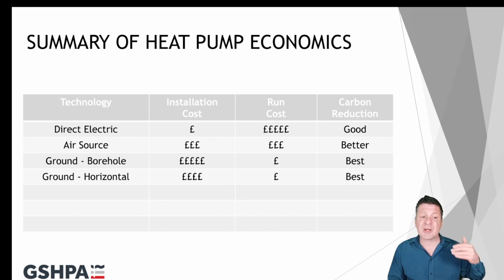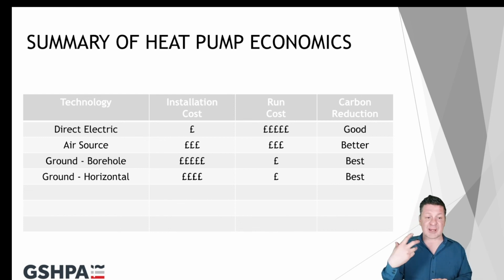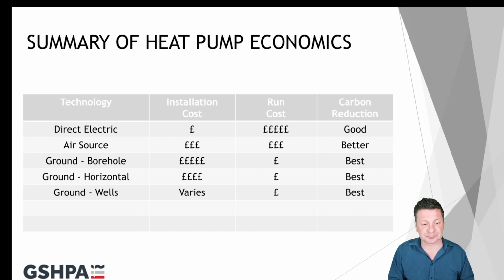Horizontal systems come in cheaper, less expensive than borehole systems, and will have the same run costs. The parameters that are used to design boreholes and horizontal systems mean that the run costs are going to be very, very similar, and again, they'll consequently deliver the best carbon reduction available.